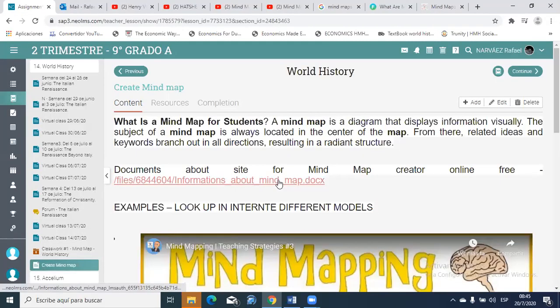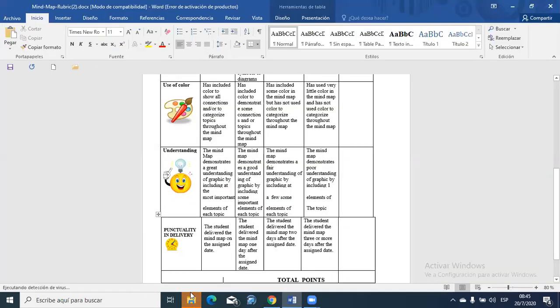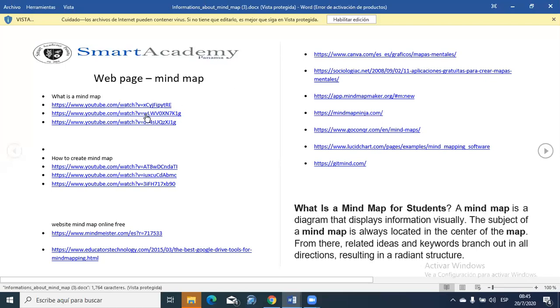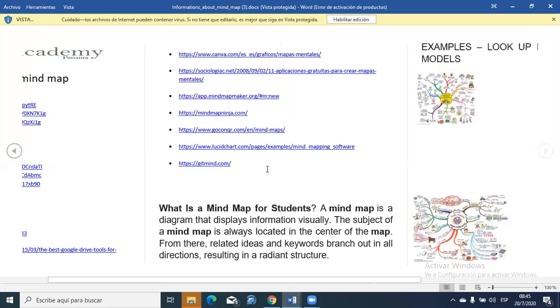There are some links that take you to different websites. It's like programs that help you create mind maps. And also I think in PowerPoint there is a section where you can do it. Over here you see: what is a mind map, how to create a mind map, web mind map online, free. All these are free. You just register, and then you start creating your mind map. Of course, it's going to take you some time.